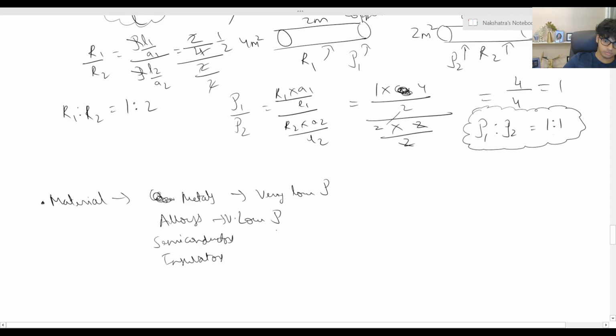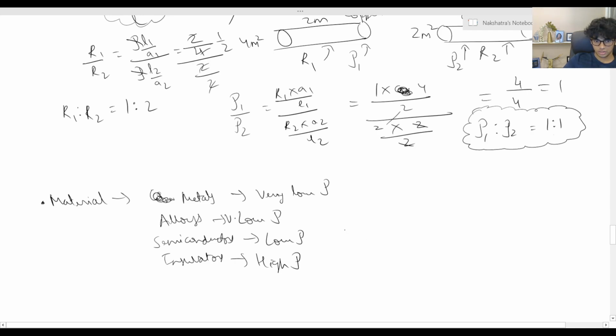Alloys also have very low specific resistance usually. Metals and alloys both usually have very low specific resistance. Semiconductors will have low resistances, okay, low, not as low as metals and alloys, but a low specific resistance. And insulators will have high specific resistance.